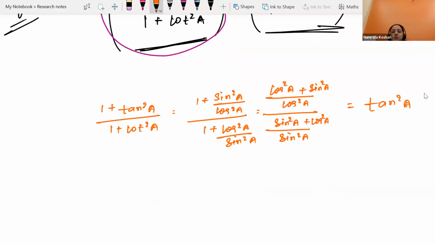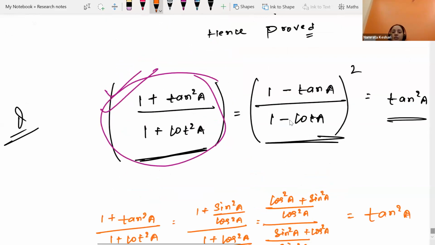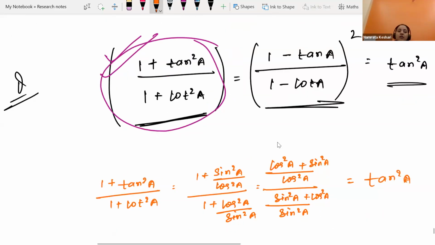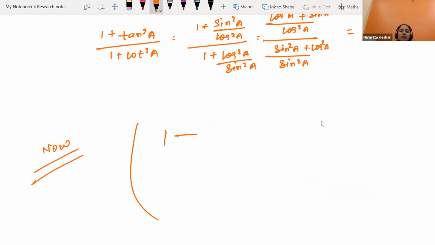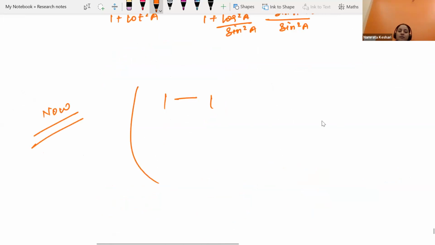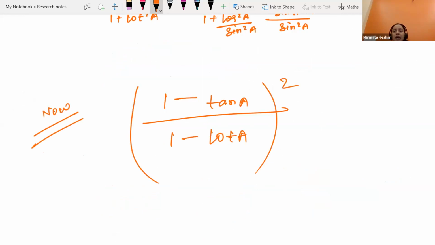Now please do the simplification for this middle expression, 1 minus tan a by 1 minus cot a, whole square. Work on it and let me know what you are getting.